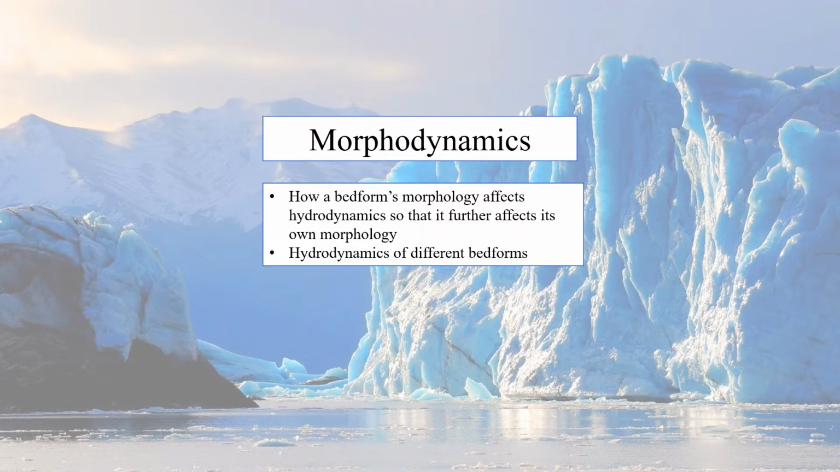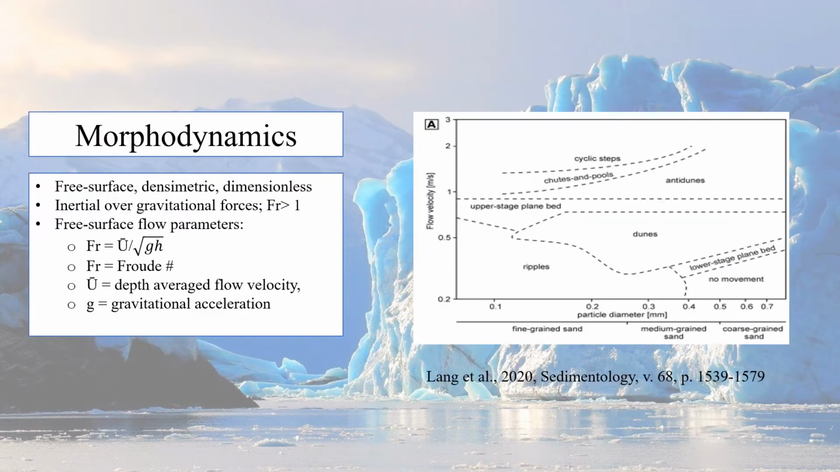So to begin talking about these bedforms, we have to understand their morphodynamics. Morphodynamics is sort of a loaded term that doesn't have a really strict definition, but from my understanding, it essentially is how a bedform's morphology affects its own hydrodynamics, which in turn affects the further development of its own morphology. What it really comes down to, though, is the hydrodynamics of different bedforms. The morphodynamics of these bedforms can be put into three categories: free surface flow, densimetric flow, and dimensionless flow.